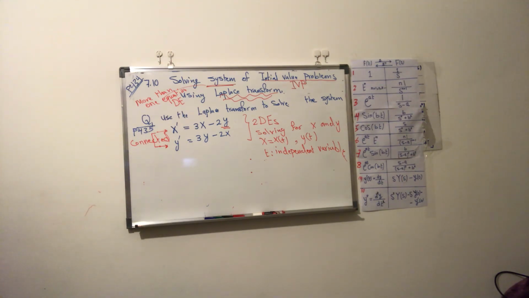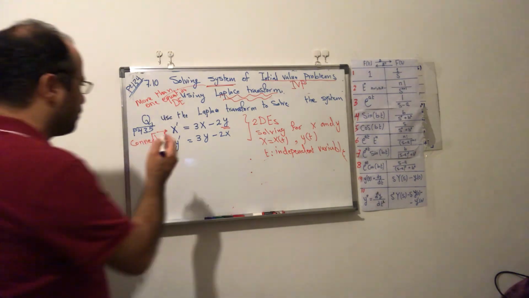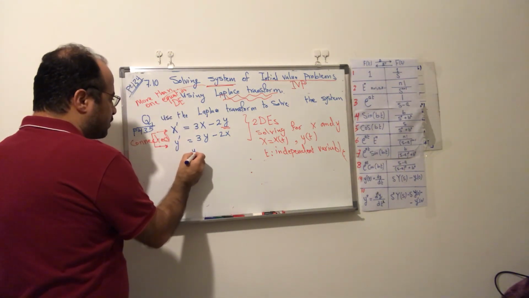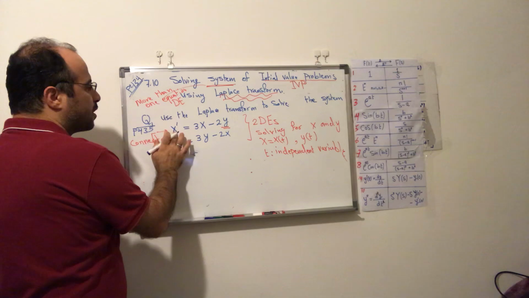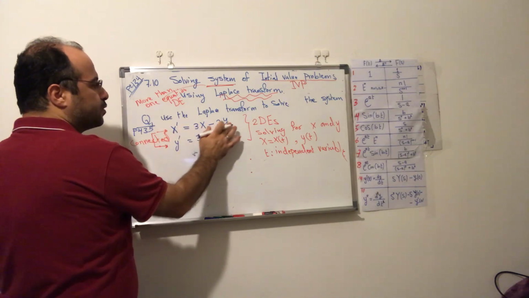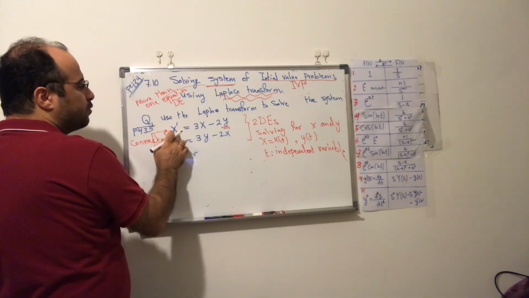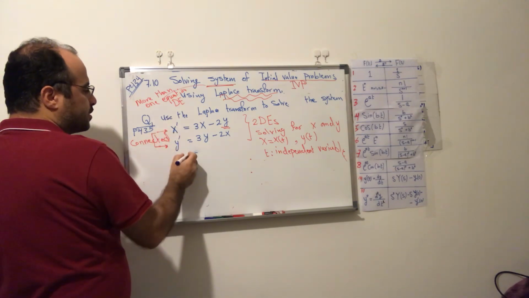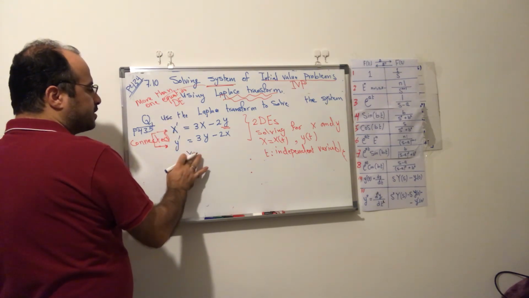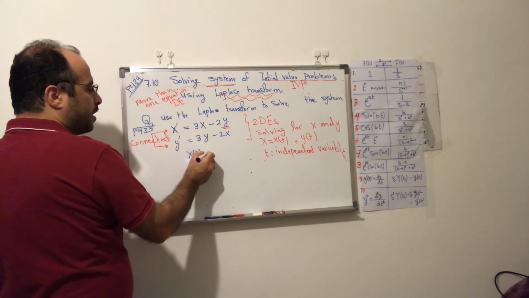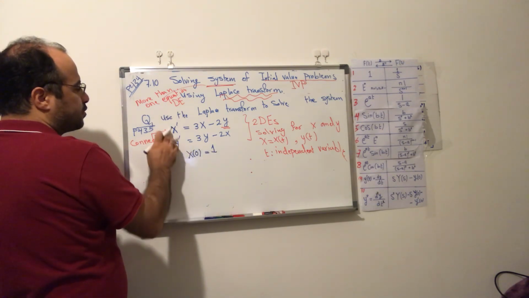I think for this question I forgot the initial conditions, which are y of 0 is 1 and x of 0 is also 1. So for the equation x prime equals 3x minus 2y, we have one derivative, so we need one initial condition. We need x at 0. It says x at 0 is 1.